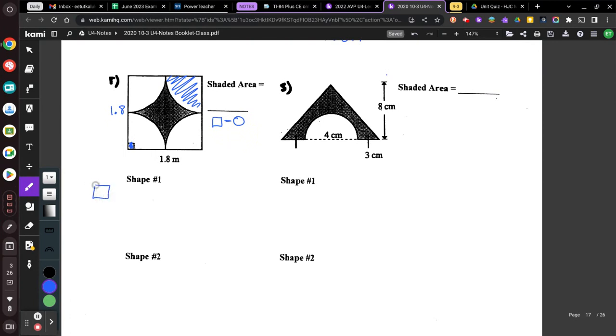So shape 1 is going to be a square, which is 1.8 times 1.8. And that's going to give me 3.24 meters squared. Now I'm going to do the area of that circle.